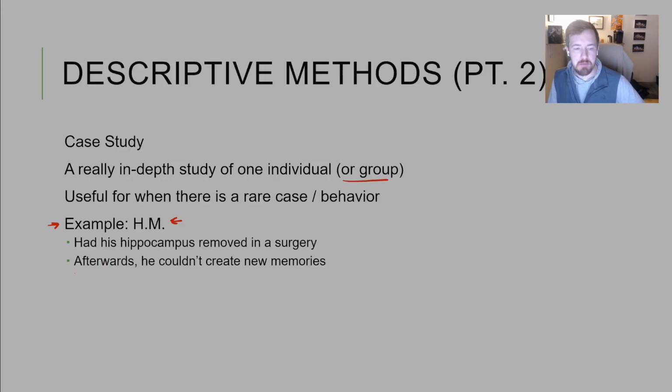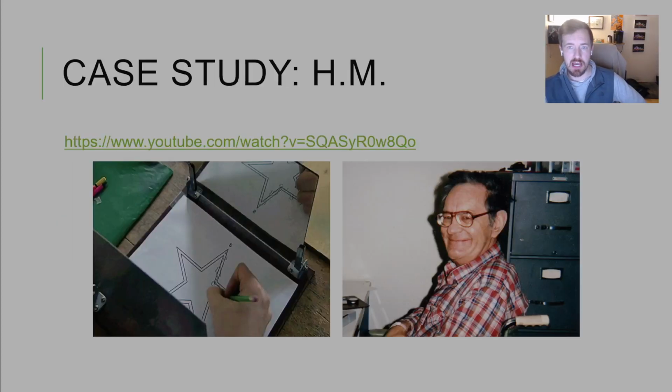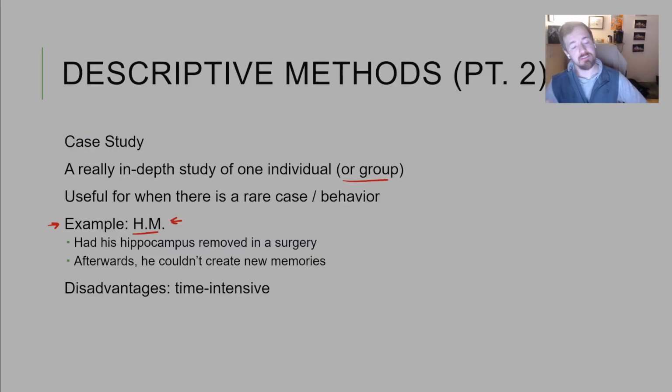But let's talk about HM. HM is the most studied individual in all of psychological history. He is a guy who had his hippocampus removed in a surgery, and after that, he could not create new memories. The disadvantages to case studies are that they take a lot of time. You're sitting down with one person, you're asking them a bunch of questions, maybe you're testing them with a series of measurements and tools. So it can take a lot of time, it can be very expensive to do, but the advantage is that it can give you a lot of really great data.